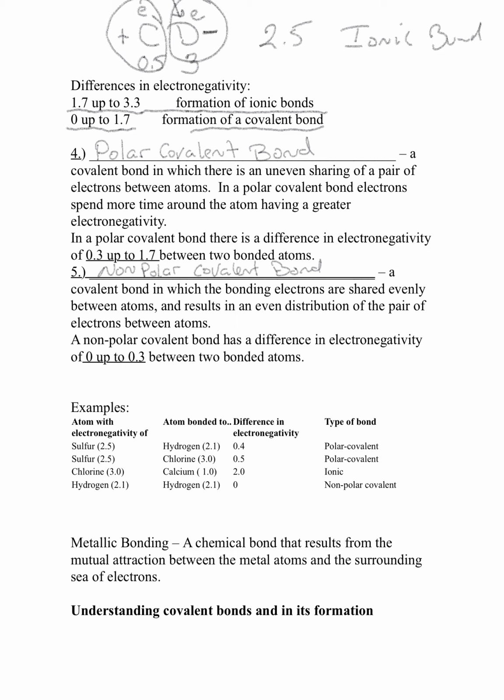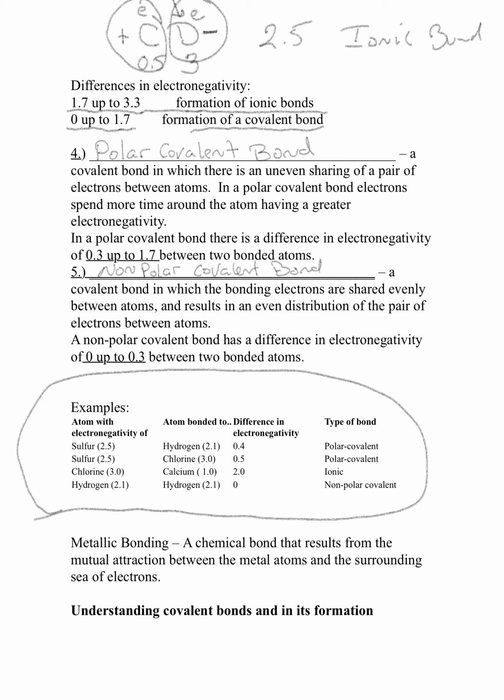In a non-polar covalent bond, it's a bond in which the bonding electrons are shared evenly between the atoms, and it results in an even distribution of pairs of valence electrons between the atoms. A non-polar covalent bond has a difference in the electronegativity of 0 up to 0.3 between the two bonded atoms. So let's look at some examples over here.